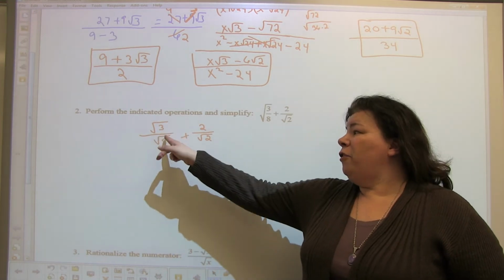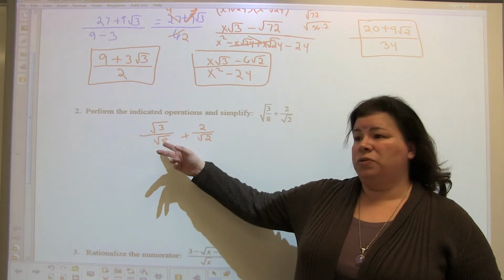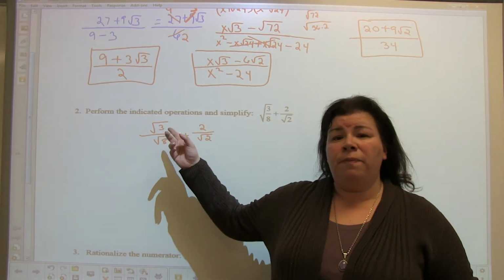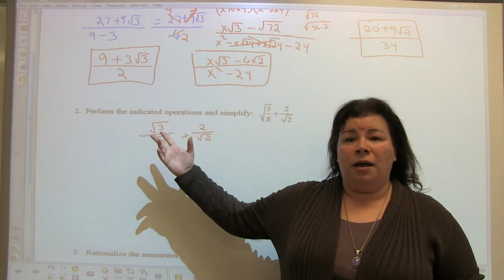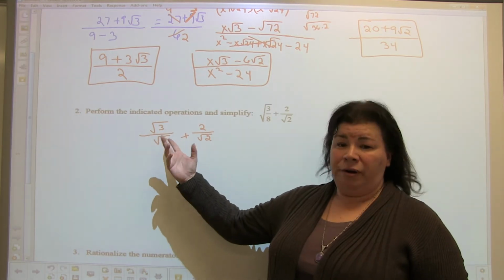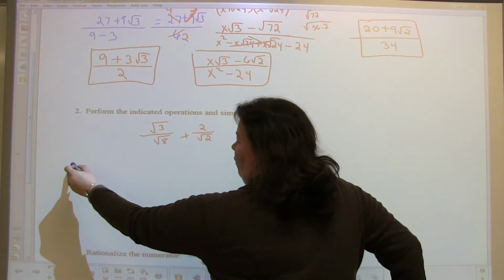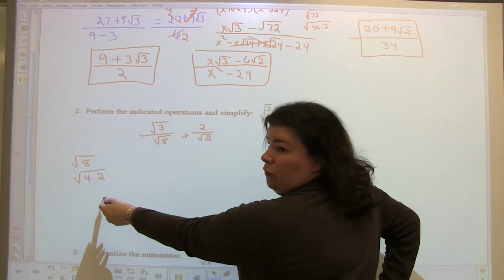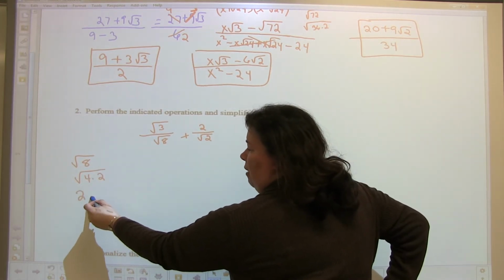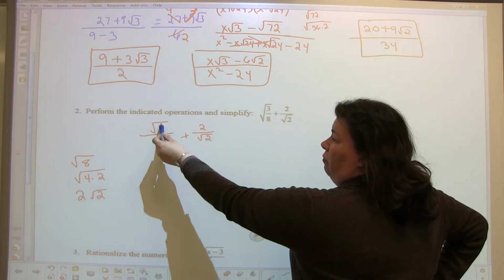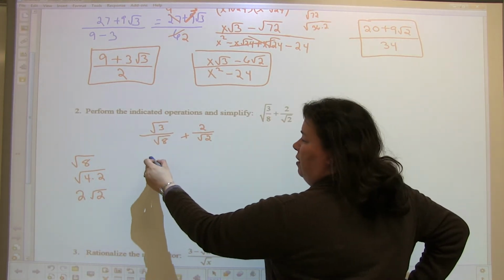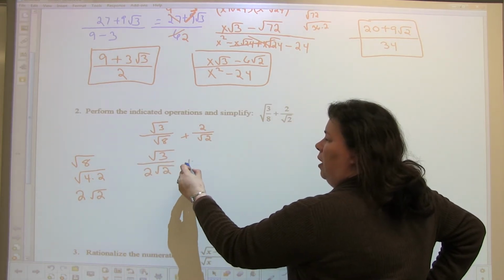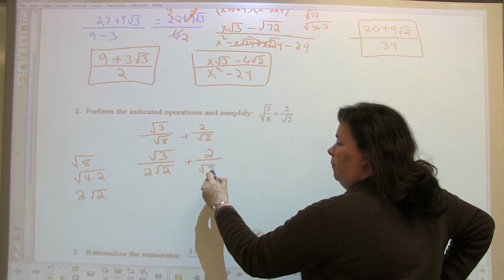Now, whenever possible, we know that the square root of 8 can actually be simplified. So whenever possible, simplify any radicals that you have. So the square root of 8, we know, is equivalent to the square root of 4 times 2. And the square root of 4 is 2. And then we have root 2 left underneath there. So really, the square root of 3 over the square root of 8 is root 3 over 2 root 2, and then plus 2 over root 2.